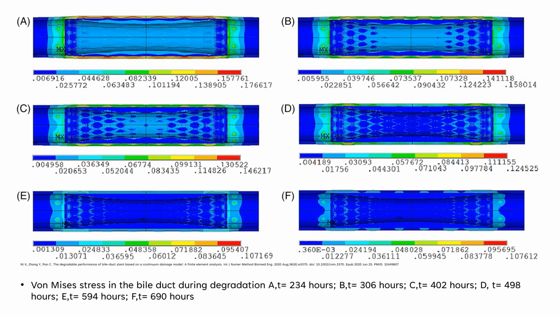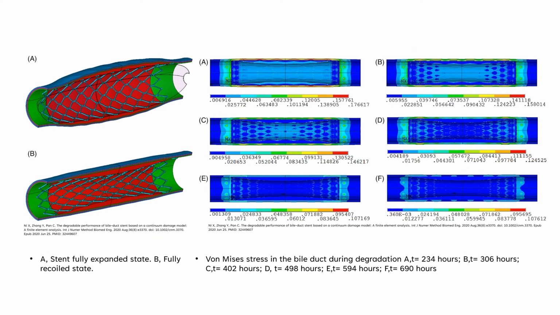Six time points in the process of stent degradation were selected to understand the stress state on the wall of the bile duct. The stress distribution state is shown in this figure. Manifestly, the maximum equivalent stress on the bile duct wall decreases with the degradation of the stent.